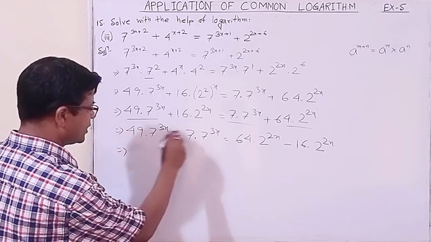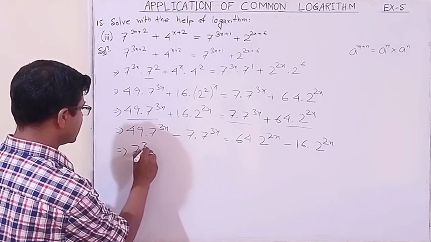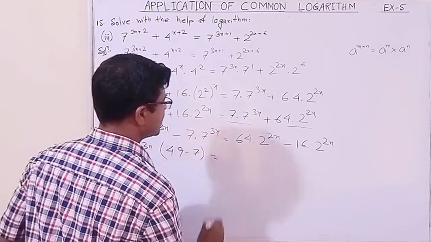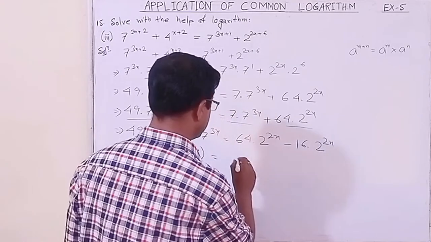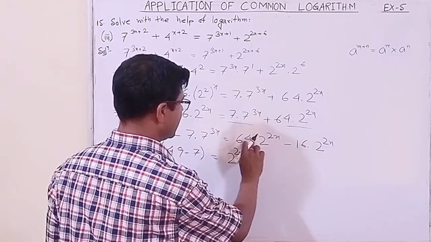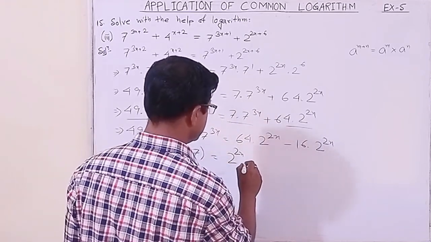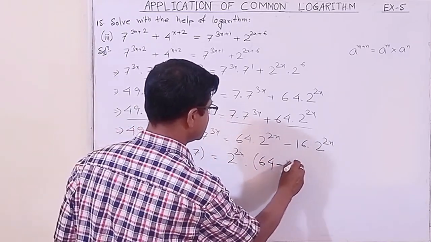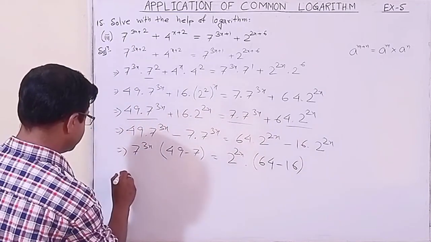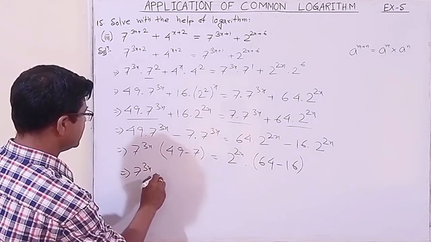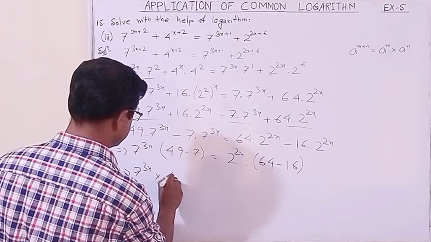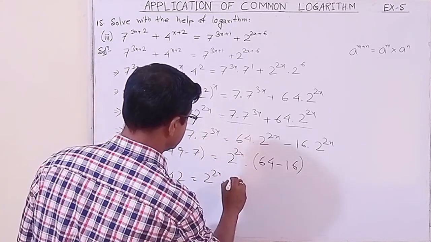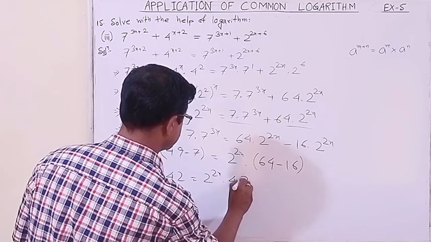If you cannot understand directly, let us take 7 to the power 3x common. So what will be left? 49 minus 7. From these two, what is common? 2 to the power 2x. Actually, like terms 64 minus 16 we can do directly. 2 to the power 2x is taken common, so what will be left? 64 minus 16. So 7 to the power 3x into 49 minus 7, it is very easy for us, 42, and 2 to the power 2x into 48, isn't it?